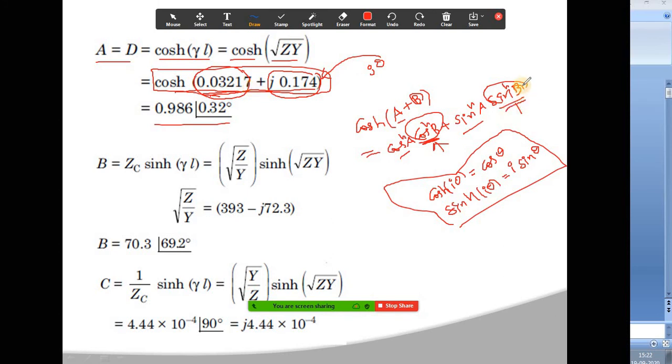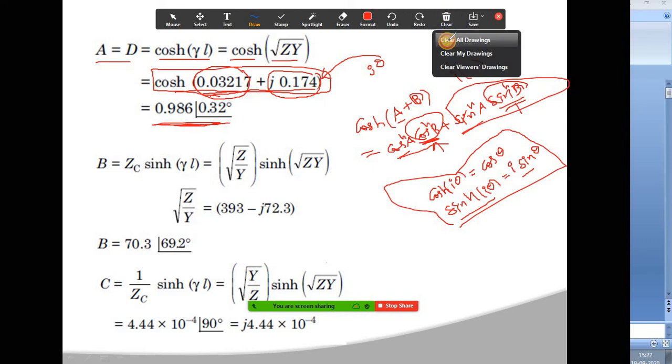Sinh beta, so sinh beta is sinh of this complex number. Again, that complex number sinh of j theta can be written as j sin theta. So this total term is j of some value. Okay, this total number is a real number only. So that value, if you finally convert into polar form, you will get this value, which is A. So A or D both are the same, which is equal to 0.986 at an angle of 0.32 degrees.